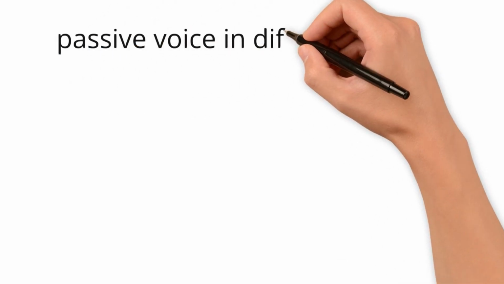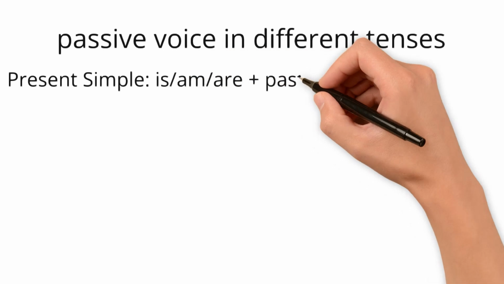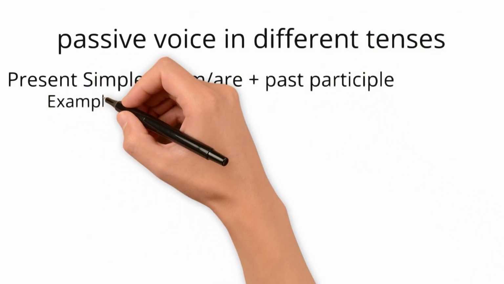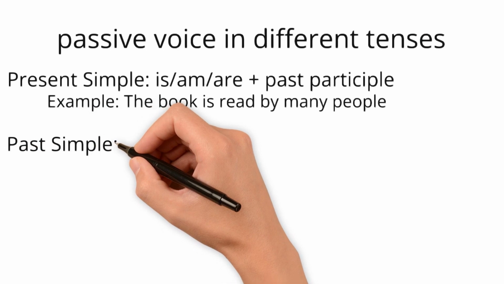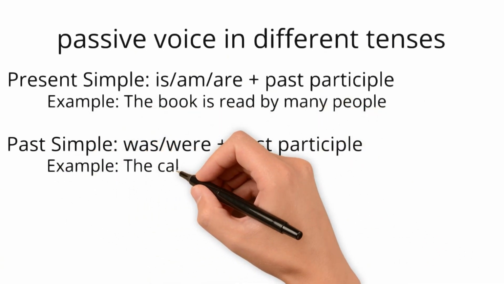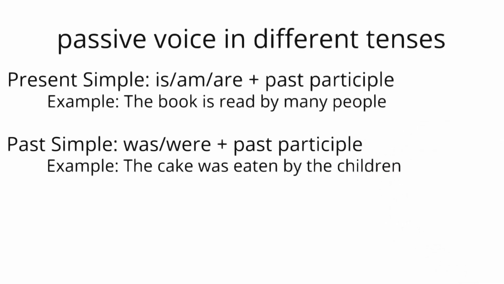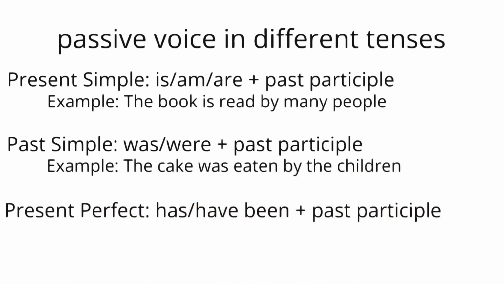The passive voice can be used in different tenses. In the present simple, we use is or am or are and the past participle. In the past simple, we use was or were and the past participle. And in the present perfect, we use has or have been and the past participle.